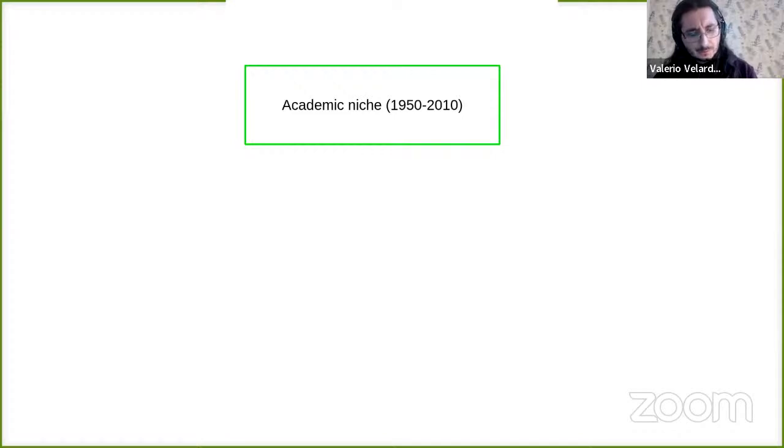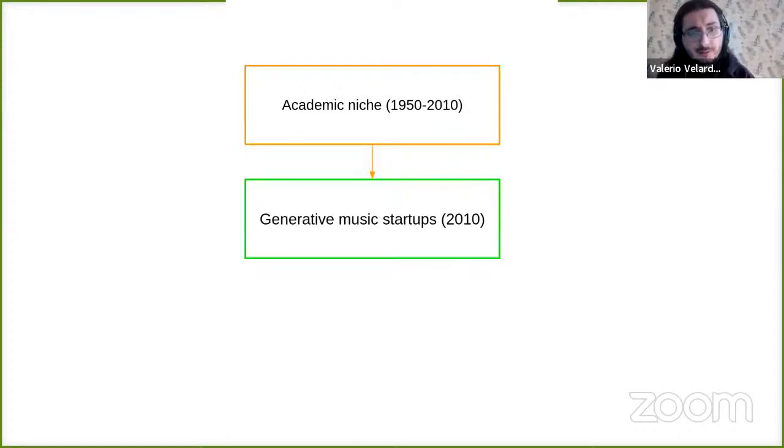I've tried to divide it into different time ranges, if you will. The first one is absolutely the longest one, and it runs from the mid-50s all the way to 2010, and that is the academic niche. At this point, most of the work in generative music has been done in academia, a very niche subfield at the crossroads of AI and computational music, computer music, if you will.